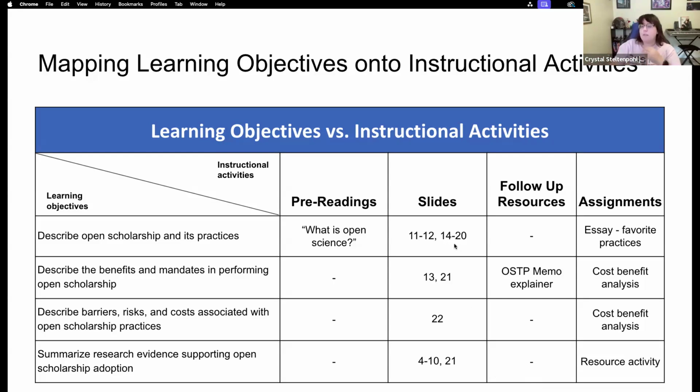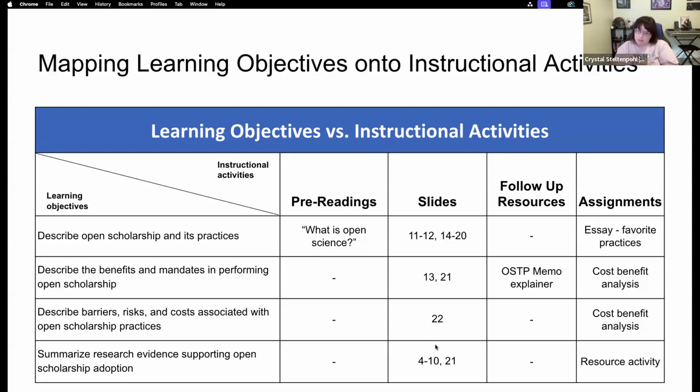And so when I'm first developing this, I actually don't necessarily have slides made, right? But I might make some notes in here. Okay, I want to have a slide that has a definition on it. I want to have a slide that lists some practices, right? I might actually start to think about what do I do? So if I'm going to talk about benefits and mandates, okay, what are some of the things that I want to talk about? So maybe I make some notes, right?